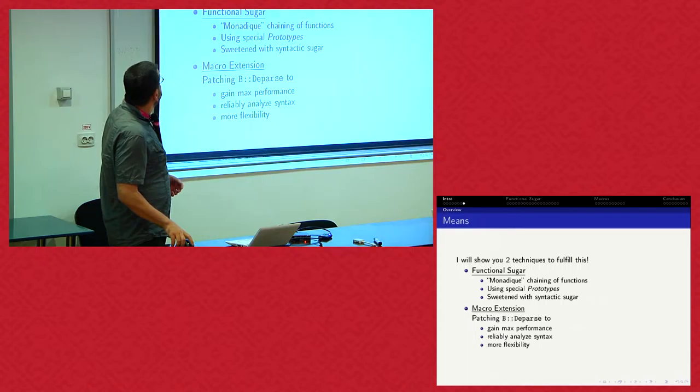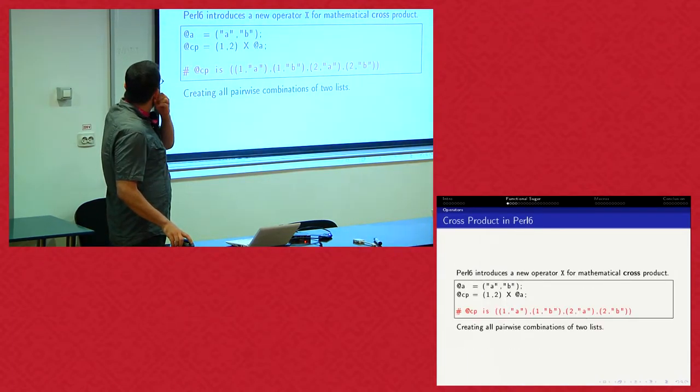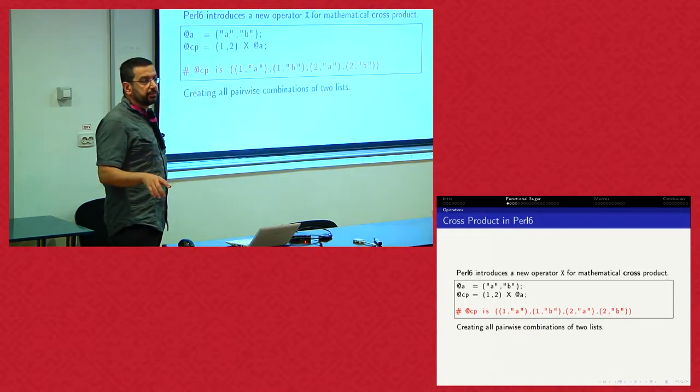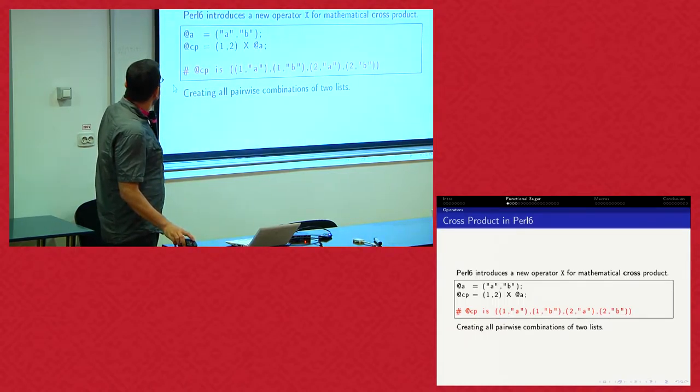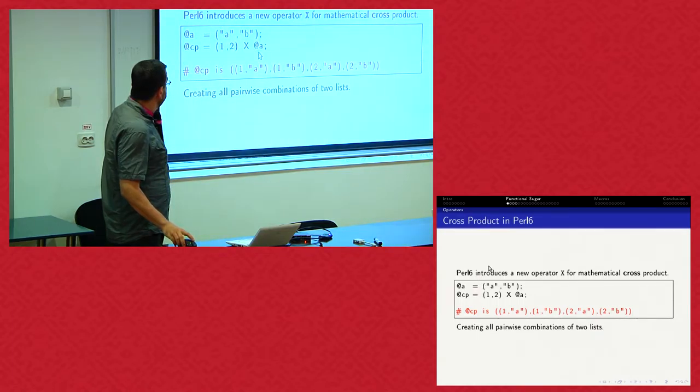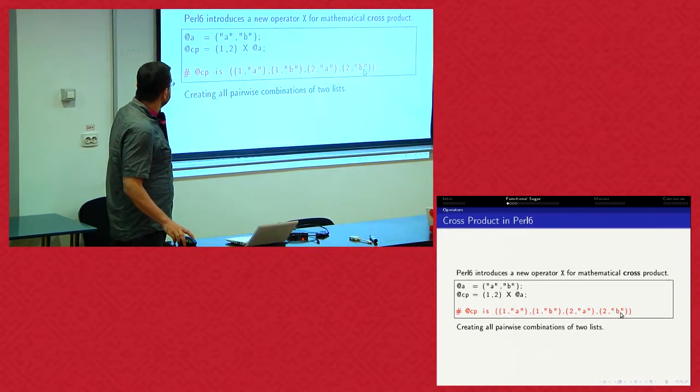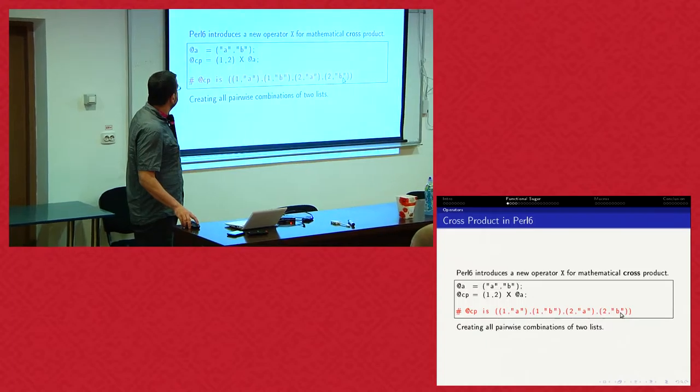Let's go in medias res. Let's look at one feature of Perl 6, cross products. Do you all know the cross product? Who doesn't know the cross product? Okay, so you have two arrays. In Perl 6, you can multiply two arrays, and you have each combination of each element of each array. You got it. So you're creating pairwise combinations of two lists.